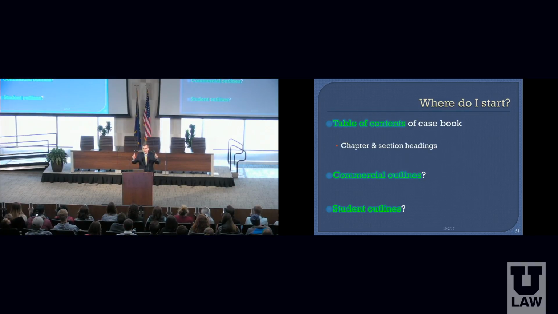So what I usually tell people is get the commercial outline, get the student outline, cross-check them against each other, then take those two, make your own outline somewhere in the middle. You can't go wrong if you do that. What's bad about student outlines?